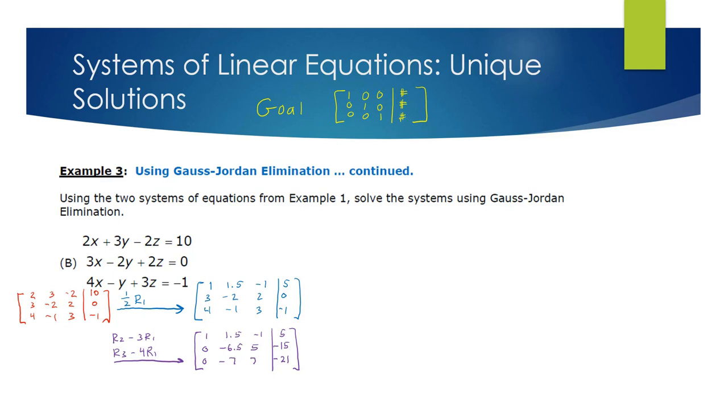So if I carry through those operations, 3 minus 3 times 1 is 0. Negative 2 minus 3 times 1.5 is a negative 6.5. 2 minus 3 times negative 1 is 5. 0 minus 3 times 5 is a negative 15. 4 minus 4 times 1 gives me the other 0. Negative 1 minus 4 times 1.5 gives me negative 7. 3 minus 4 times negative 1 gives me 7. And negative 1 minus 4 times 5 gives me a negative 21.